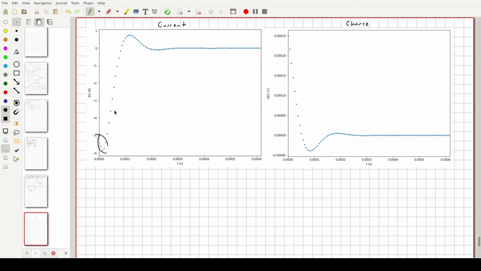But here it comes. And what you'll notice here is the current oscillates between positive and negative, and then very quickly sort of dies off. The charge oscillates from positive to negative, and then very quickly dies off. And that's because the resistor is taking energy out of the circuit as this thing oscillates back and forth.